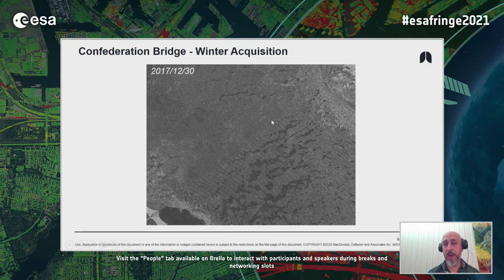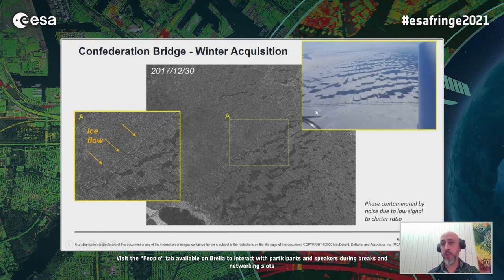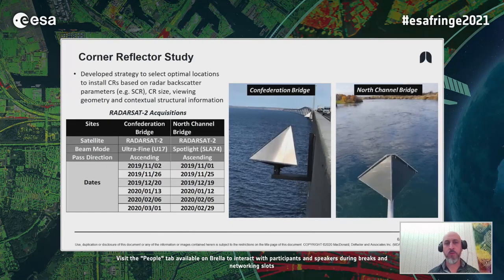You can observe that there's an increase in the backscatter, and this increase is associated with the formation of ice. This formation of ice, of course, affects the signal polarization and contaminates the phase of our measurements. So we further investigated if it was possible to obtain better quality. We conducted a small corner reflector study. We first analyzed the radar backscatter of that bridge using archive imagery, and then based on corner reflector size, signal to clutter ratio, different viewing geometries and particularly contextual information from the bridge, we selected optimal locations to install these corner reflectors to get the best result possible.